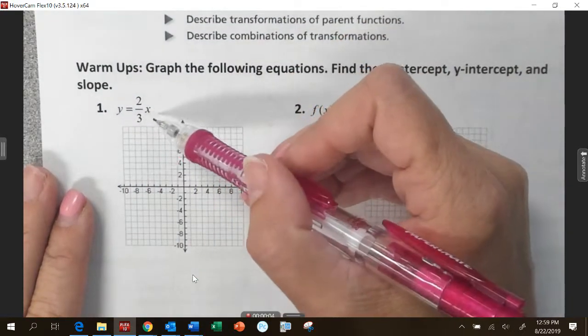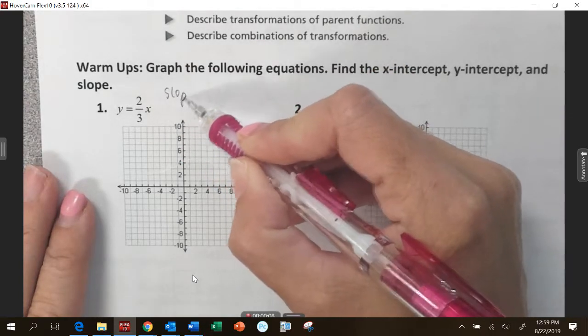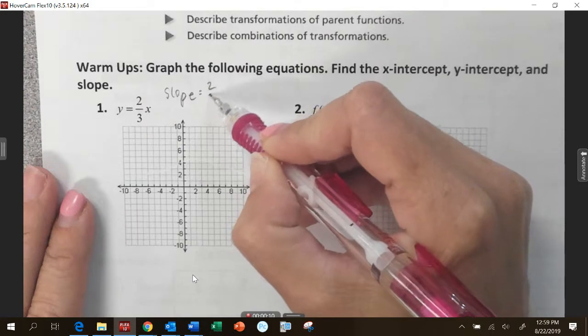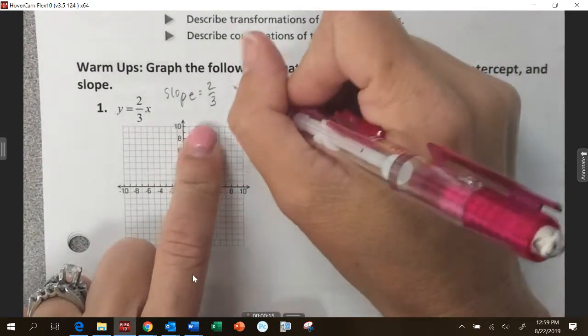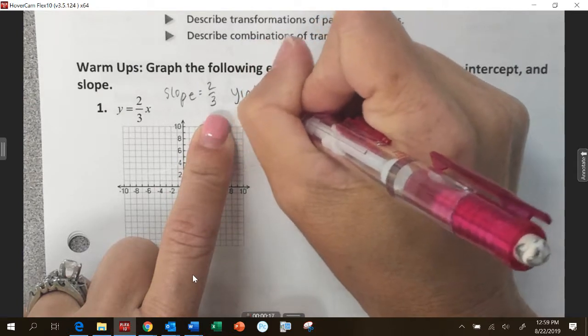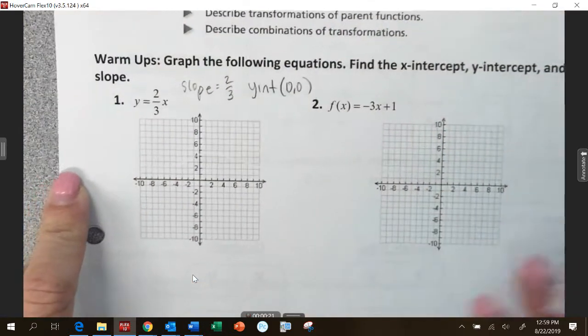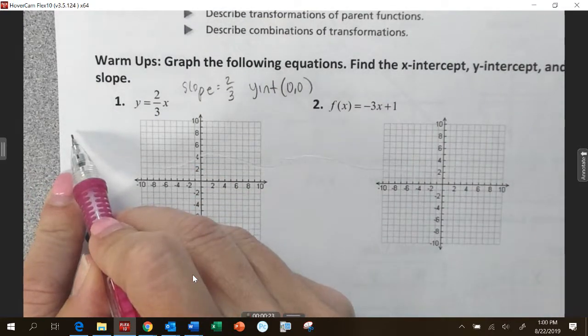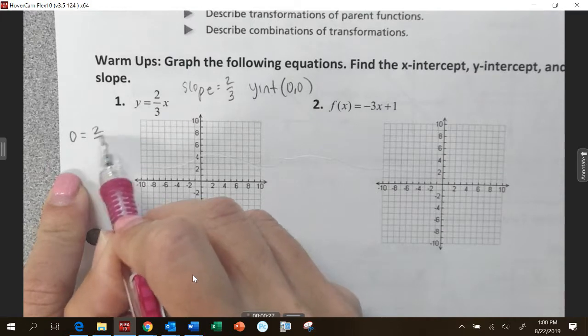Okay, so to graph y equals 2/3 x, we're going to find the slope. What's the slope? 2/3, not x. X is the x, 2/3 is the slope. Y-intercept, 0, 0. And then we need to find the x-intercept, so I'm going to do that over here on the side. The x-intercept, plug in 0 for y.